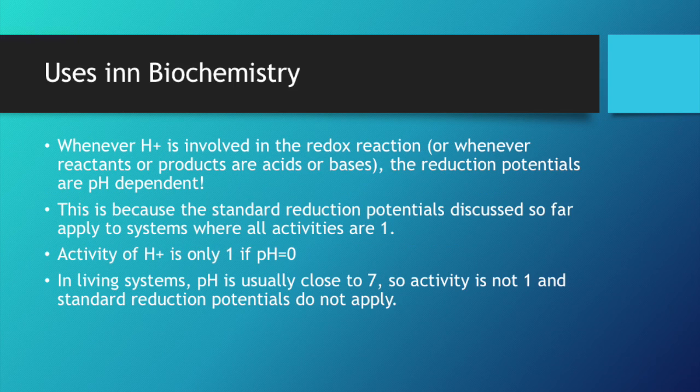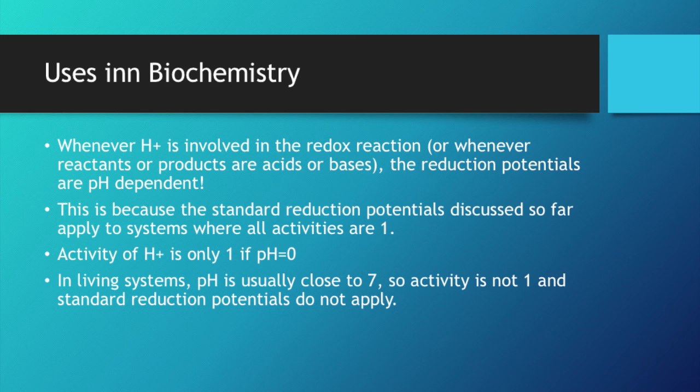So electrochemistry has many uses, both in the analytical chemistry sphere, the biochemistry area, and also biology. So now we're going to talk about how this impacts biochemistry. Whenever H plus is involved in any redox reaction or ionic reaction we have, or whenever we have reactants or products that are either acids or bases, our reduction potentials are pH dependent. And this is because the standard reduction potentials apply to systems where all activities are 1.